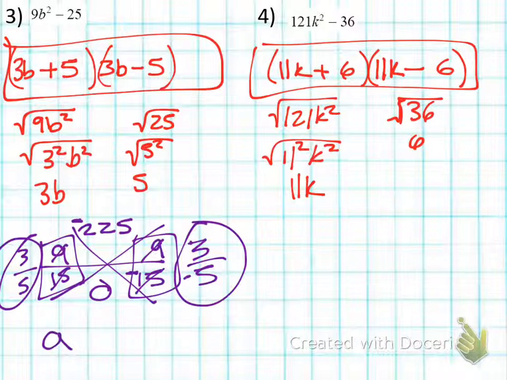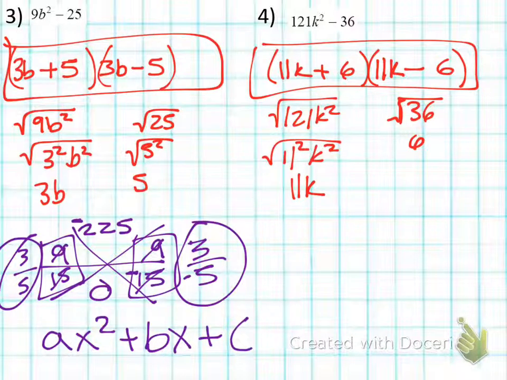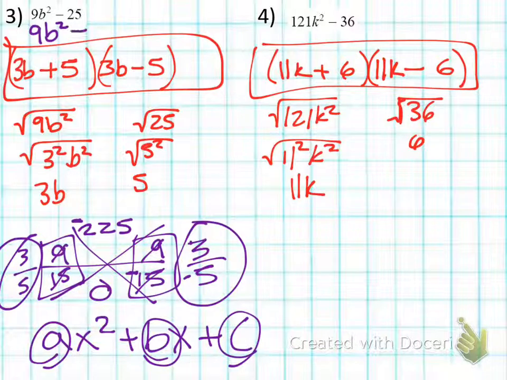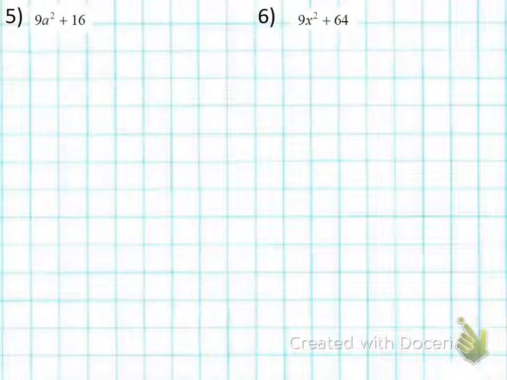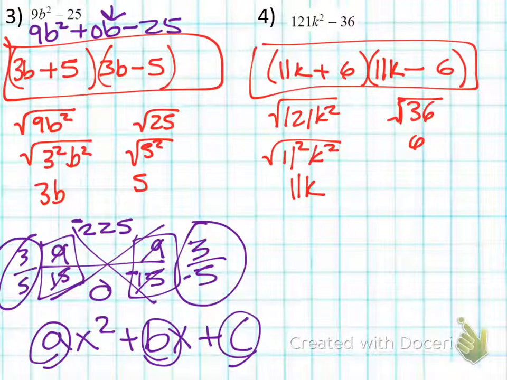Okay. Remember, again, our trinomials that we were factoring are of this form. Okay, so that's where a, b, and c come from. So this is really just like saying 9b squared plus 0b minus 25. Okay, so that's why we have a 0 down here below.